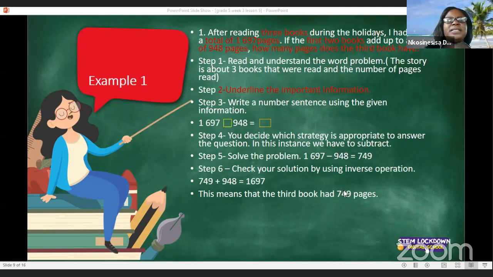So you see, it has to make sense. So those are the 6 steps of problem solving. And then let's move on to the second example.